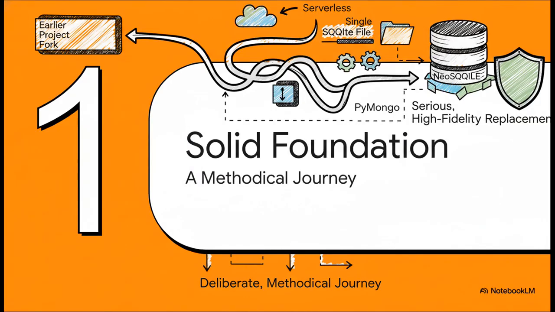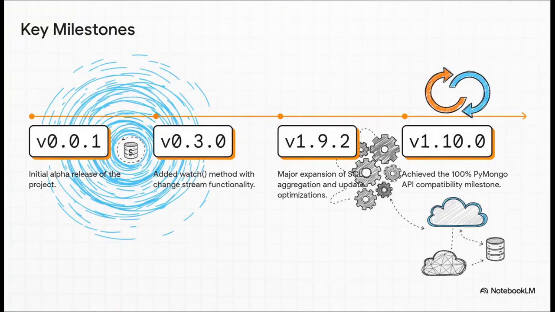So how did a project like this come to be? Well, it didn't just pop up out of nowhere. NeoSQLite actually started as a fork of another project, and it's been on this really deliberate, careful journey to become what it is today, a seriously impressive, high-fidelity replacement for PyMongo. You can really see the evolution on this timeline. It kicked off with an alpha release, and then right away in version 0.3.0, it added a huge feature, change streams. That's the ability to watch for data changes as they happen in real time, all built on top of native SQLite triggers. Super clever.